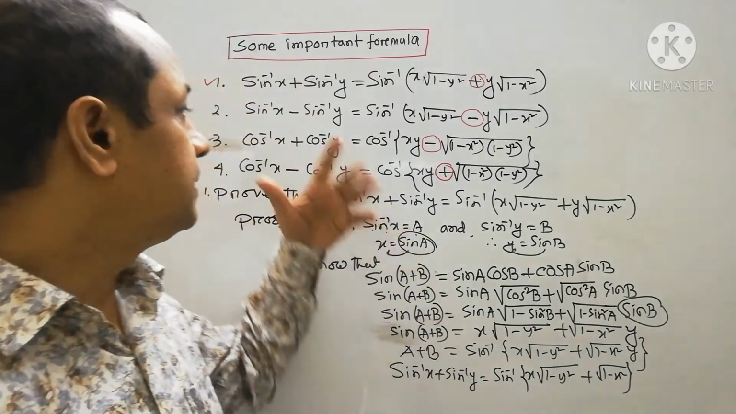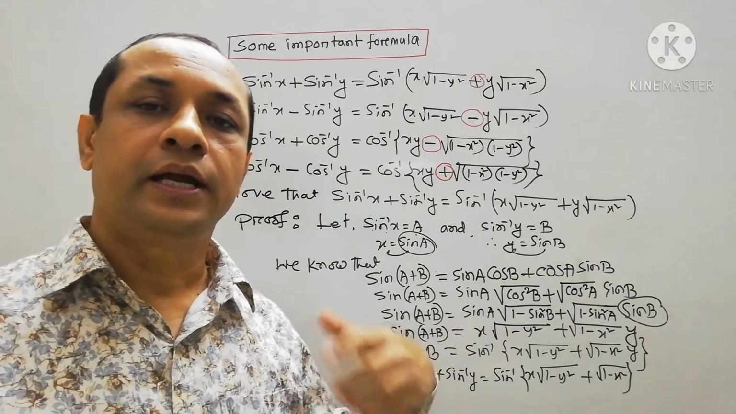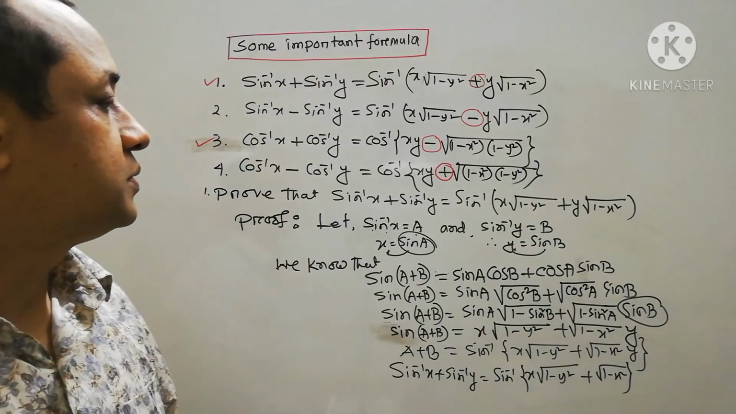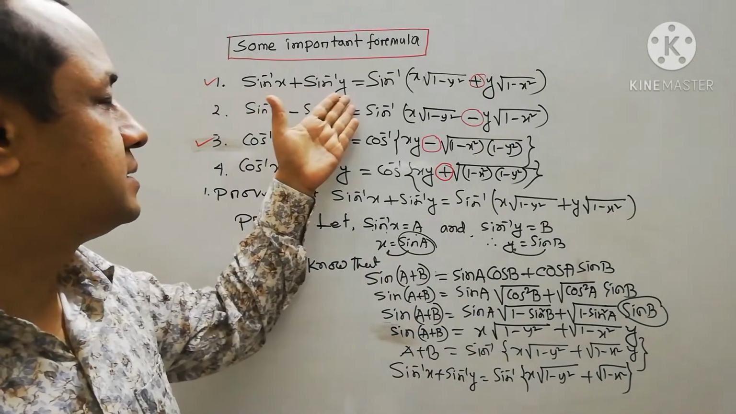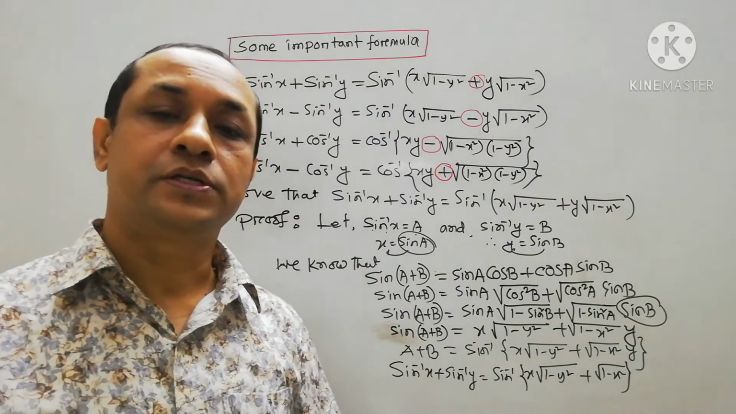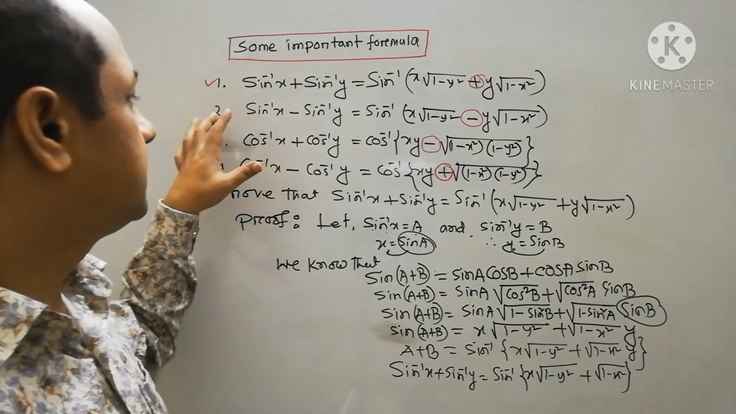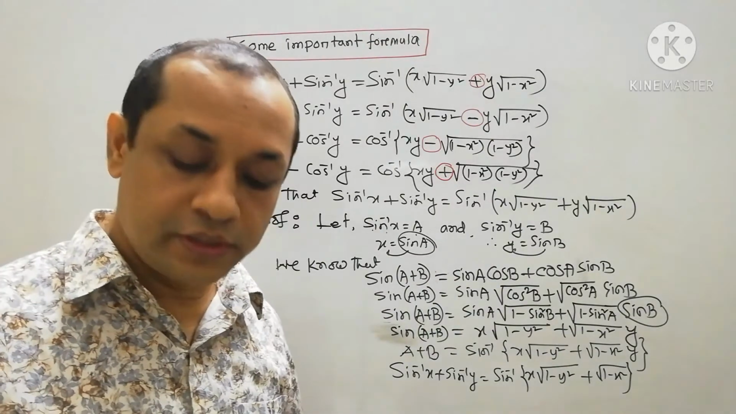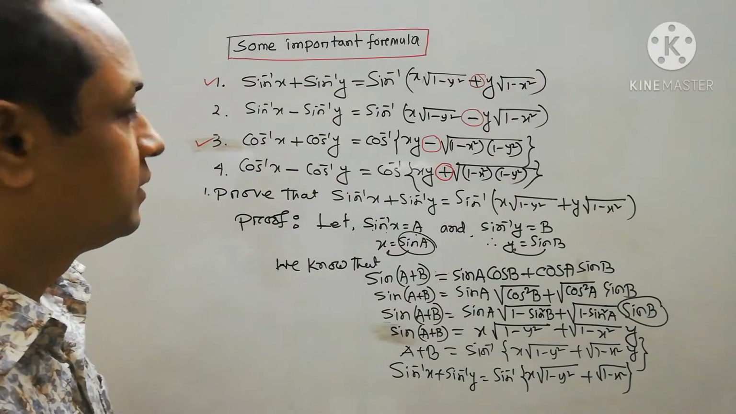Now similarly, we can prove formula number 2, formula number 3 and formula number 4. So students, this is the proof: sin inverse x plus sin inverse y equals sin inverse of x root over 1 minus y square plus y root over 1 minus x square. Similarly, we can prove formulas 2, 3 and 4. But important, memorize these 4 formulas, students.